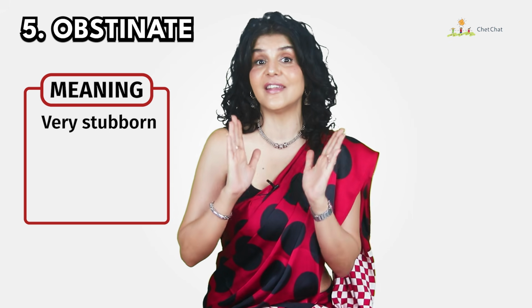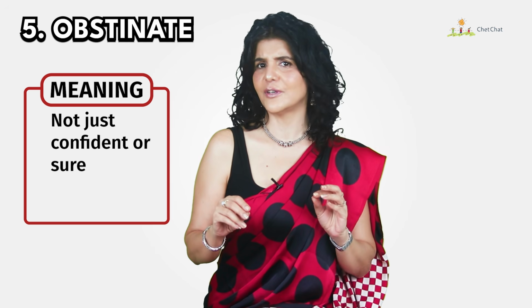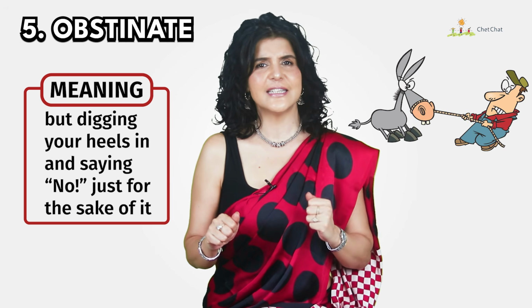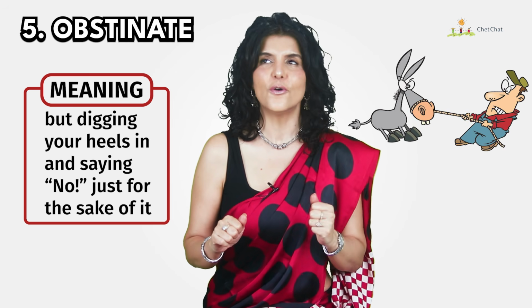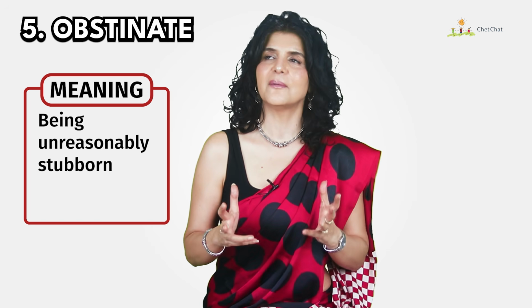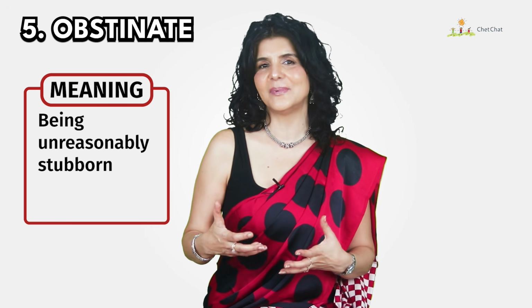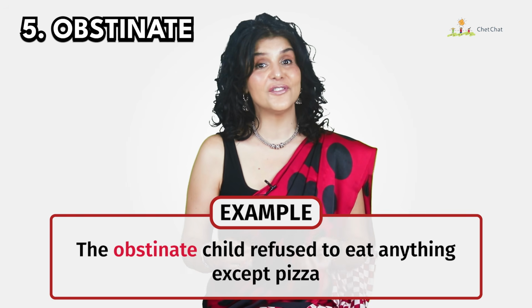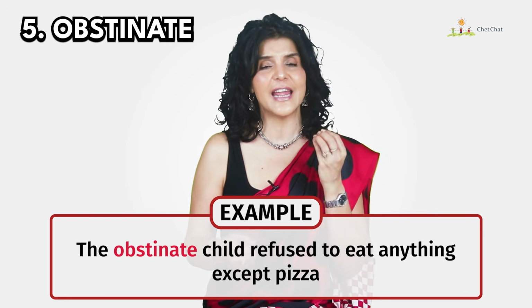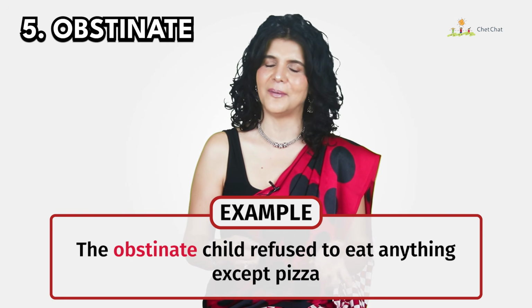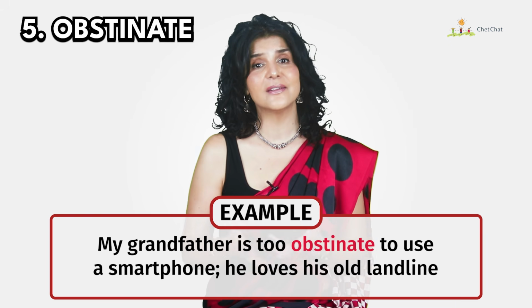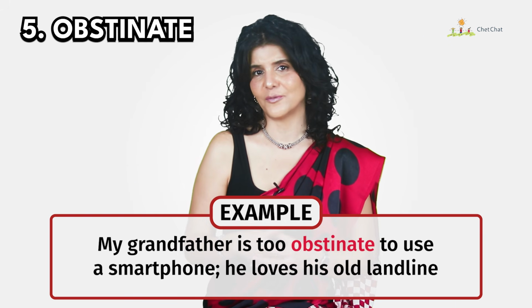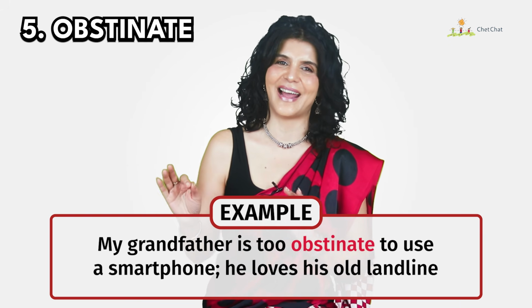Obstinate means very stubborn, refusing to change your mind even if you're wrong. Obstinate is not just confident or sure, but digging your heels in and saying no just for the sake of it, like being unreasonably stubborn. The obstinate child refused to eat anything except pizza. Or my grandfather is too obstinate to use a smartphone. He loves his old landline.